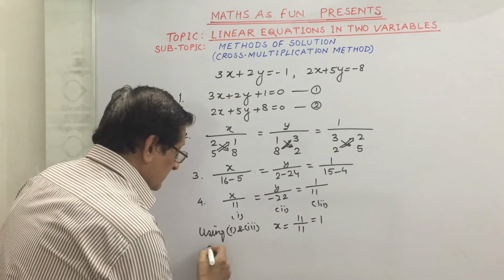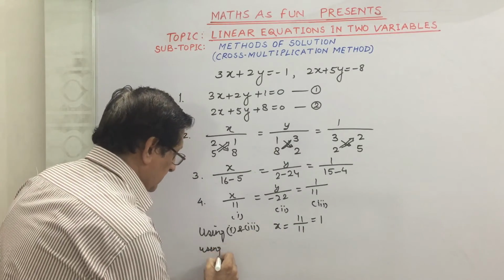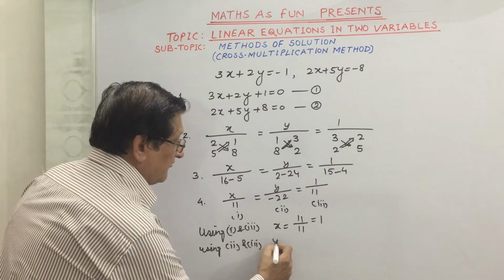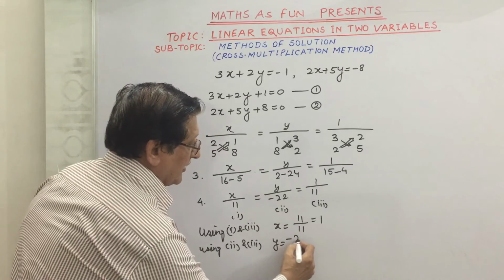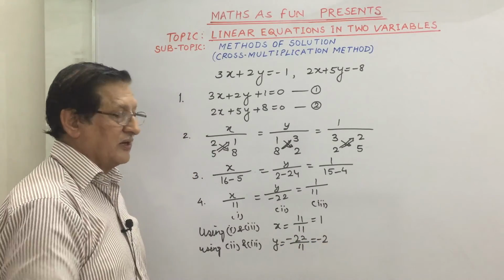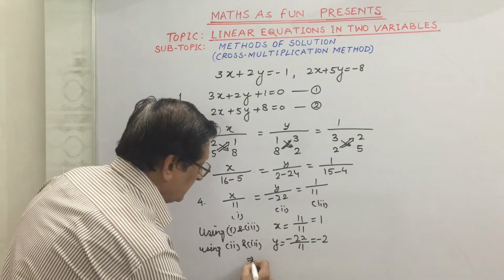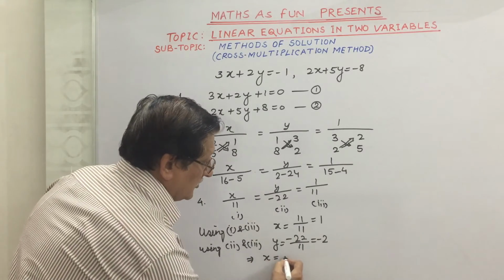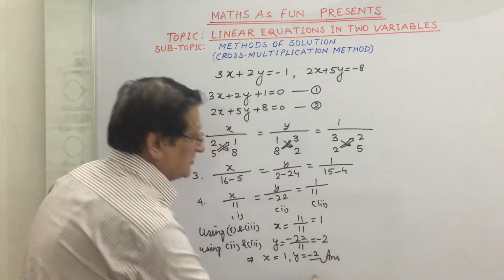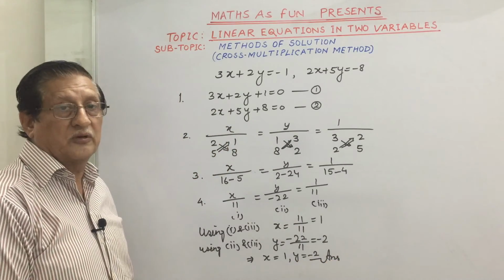Same way, using second and third, we have the value of y as minus 22 upon 11, which is minus 2. And hence we get the same solution here, that is x is equal to 1, y is equal to minus 2. This is the answer. This is the solution of this particular problem.